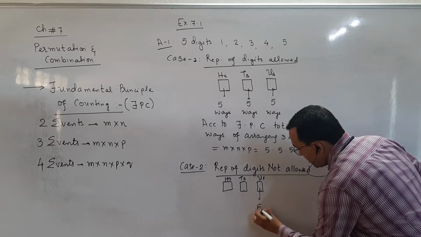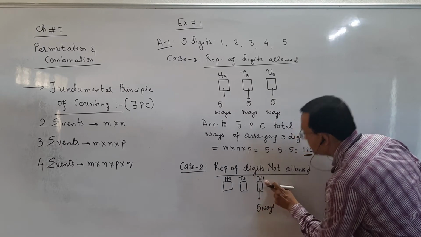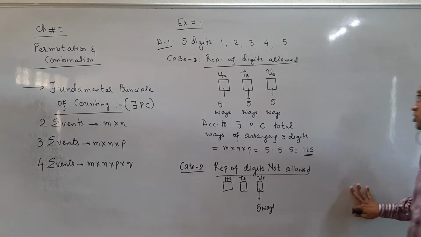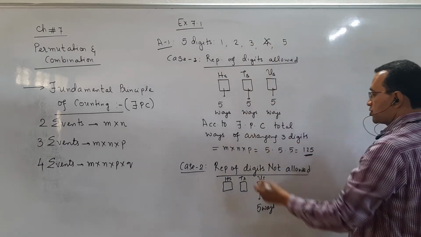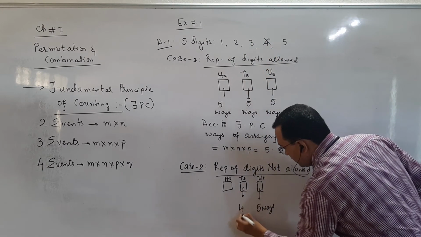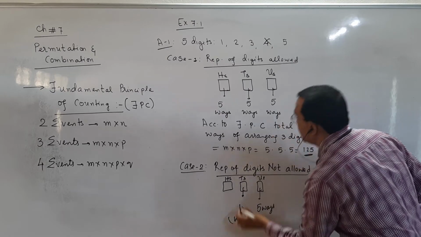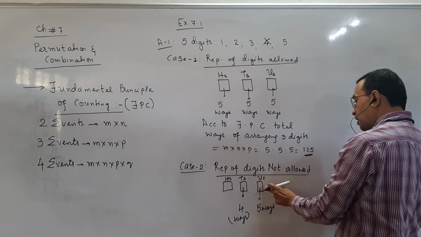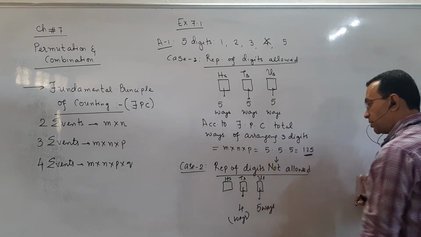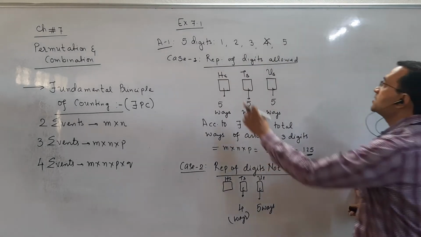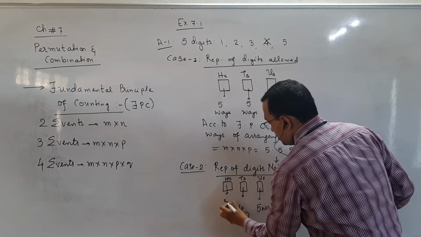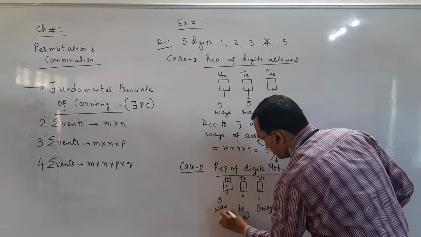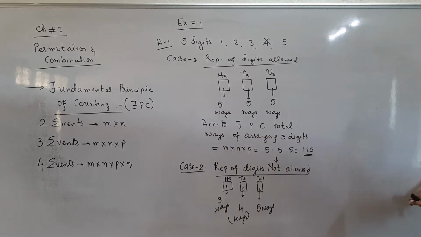Now for the units place, I have 5 options. So the units place can be filled with any of the 5 digits. Now suppose 4 is arranged. So for the tens place, 4 is not available. So we have only 4 ways. Either it can be occupied by 1, 2, 3 or 5. 4 is not allowed again because digits are not repeated. Suppose 1 is arranged. Then for the hundreds place, I have only 3 options. So the hundreds place can be filled in 3 ways.